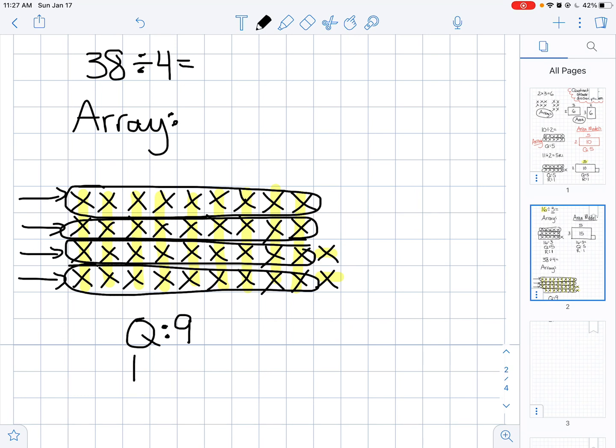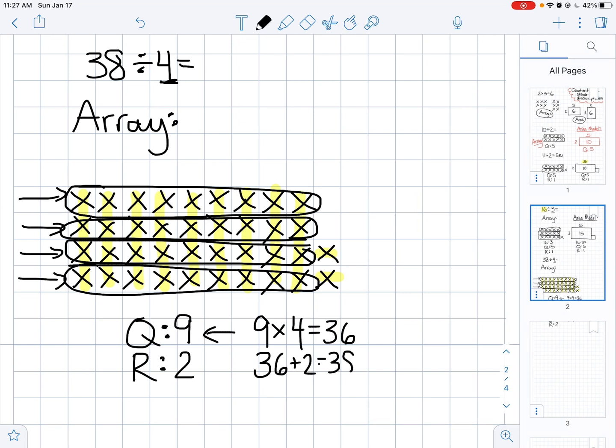And my remainder is going to be 2. I have 2 left over. Here's a great way to check. I know 9, my quotient, how many are in each group, times 4, how many groups I made, is equal to 36. And then 36 plus my 2 remainder equals 38, my dividend. Okay? So you can always check by using multiplication.